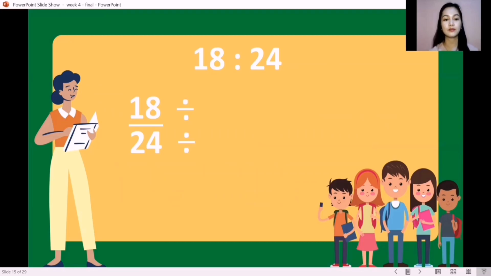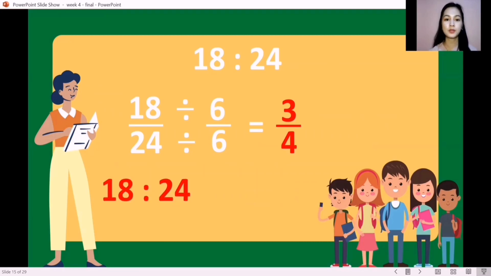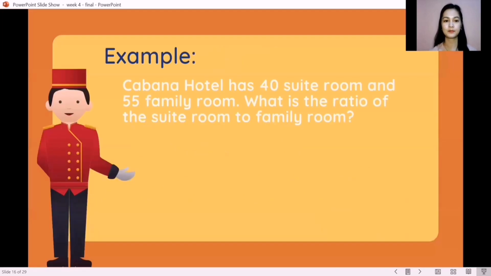So we have to divide both the numerator and the denominator by 6. That is 18 divided by 6 is equal to 3, and 24 divided by 6 is equal to 4. Now, the lowest term of 18 is to 24 is 3 is to 4, or the lowest term of 18 over 24 is 3/4.